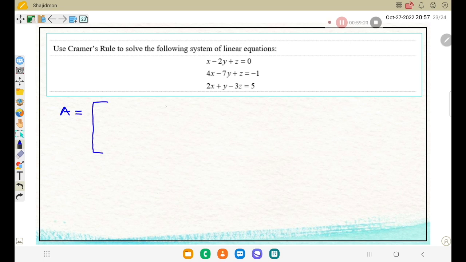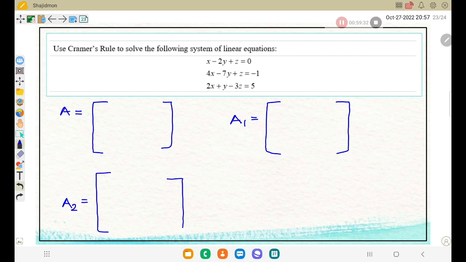First we need to write the A matrix, then the A1 matrix, then the A2 matrix, then the A3 matrix, correct? So what is the A matrix? Just the coefficient matrix, correct? First equation: x coefficient 1, y coefficient minus 2, z coefficient 1. Second equation: 4, minus 7 and 1. Third equation: 2, 1 and minus 3, correct?